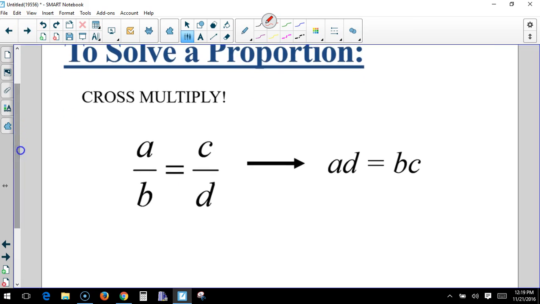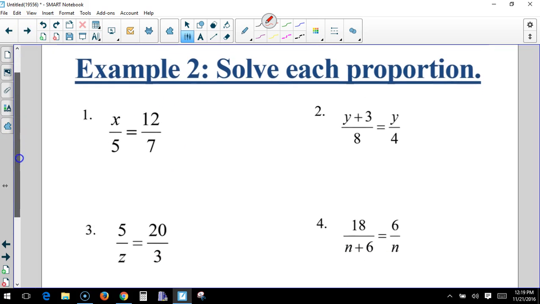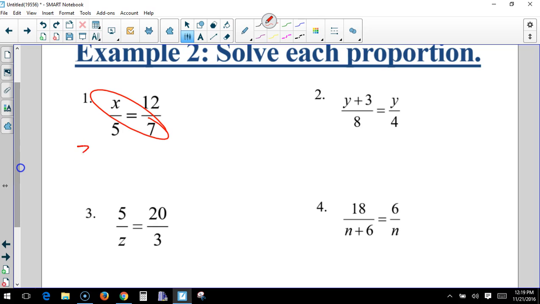Now, to solve a proportion, we can cross multiply. A times D equals B times C. And I encourage you to circle like that. So, for example, here, 7 times x equals 5 times 12. So that's 7x equals 60. X equals, it's a long decimal, but it would round to about 8.6. It's 8.57, so we round up.